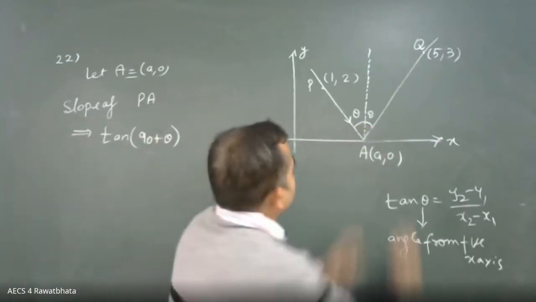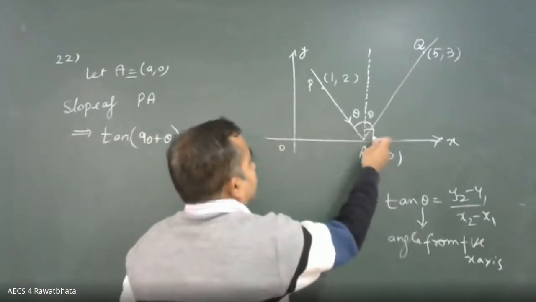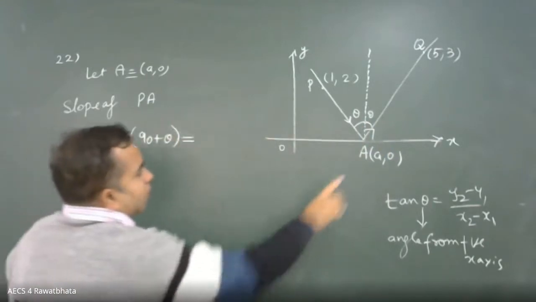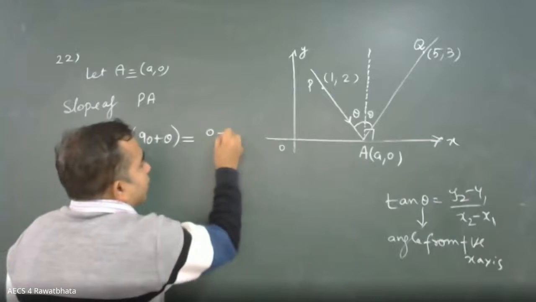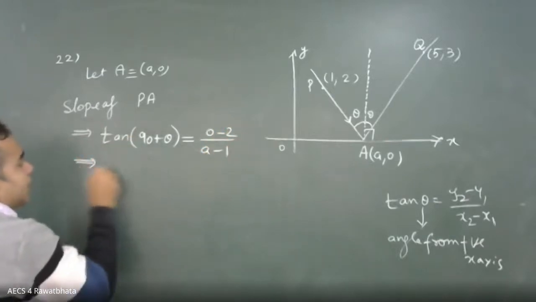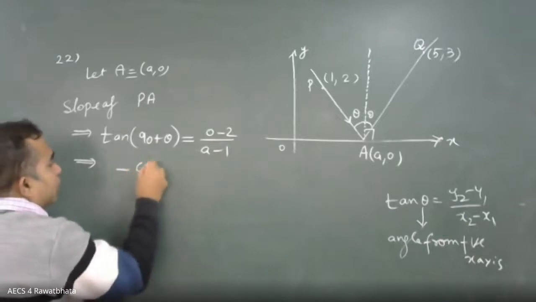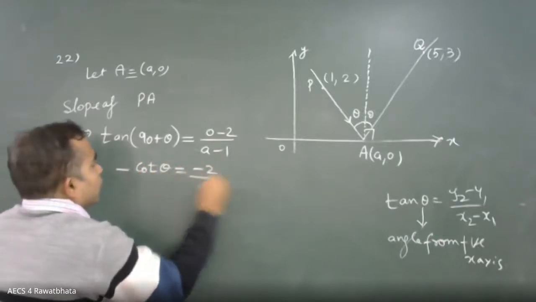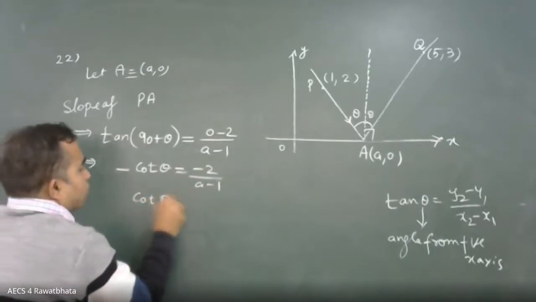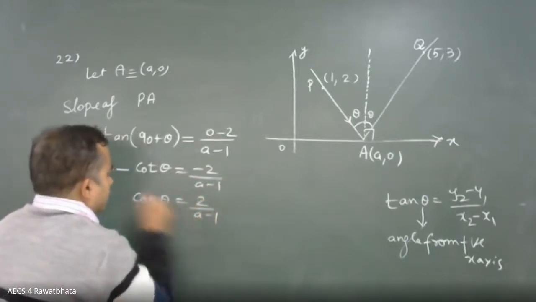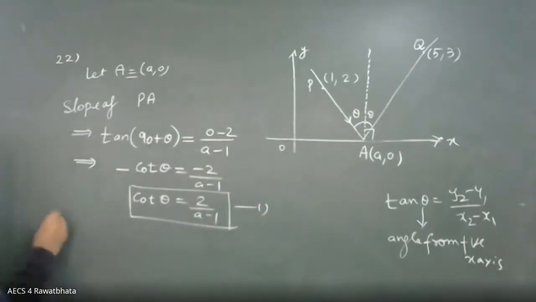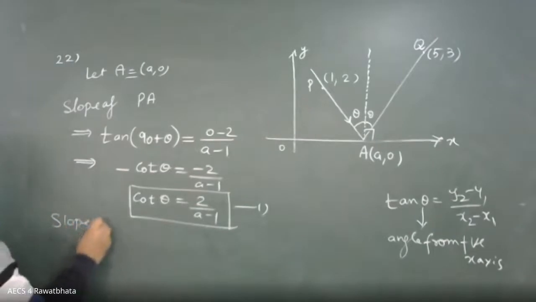This is 90 with the positive x-axis, and this is theta. So 90 plus theta. By doing y2 minus y1 upon x2 minus x1, if you calculate, it will be (0 minus 2) upon (a minus 1). So tan(90 plus theta), which is minus cot theta, is equal to minus 2 upon (a minus 1), which means cot theta is equal to 2 upon (a minus 1). Conclusion number 1.